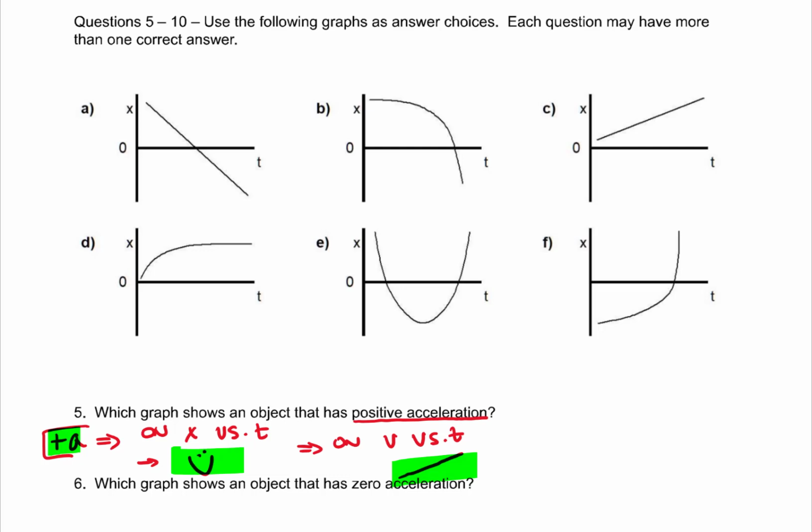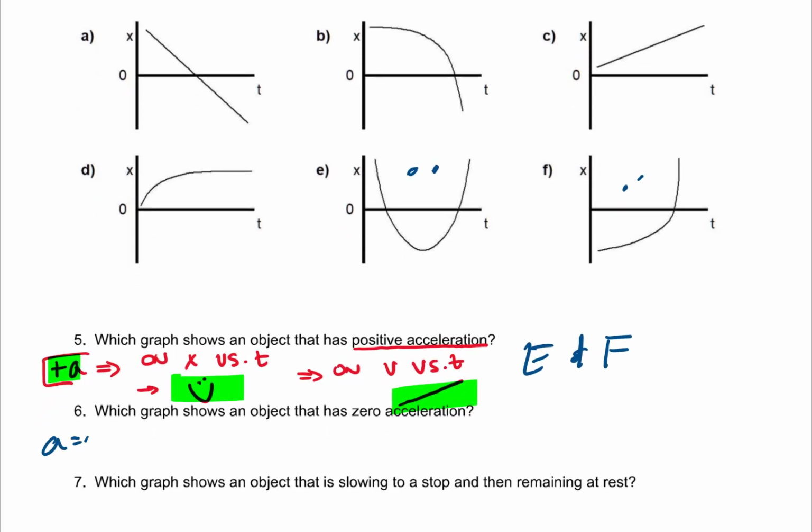So if we look for that, for positive acceleration, since these are all position versus time, I want something that's concave up. E is concave up. That's definitely a smiley face. And F is concave up. That's a smiley face. So E and F are both positive acceleration. For the acceleration equals 0 on x versus time, what that means is we're going to have a straight line, so this way, or this way. Acceleration equals 0 means constant velocity.